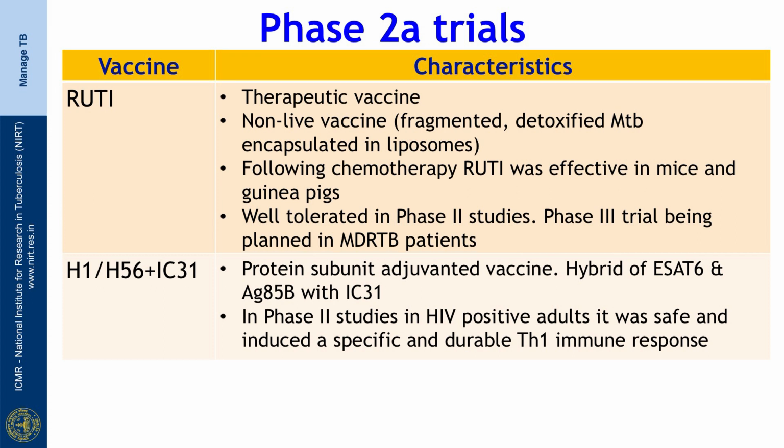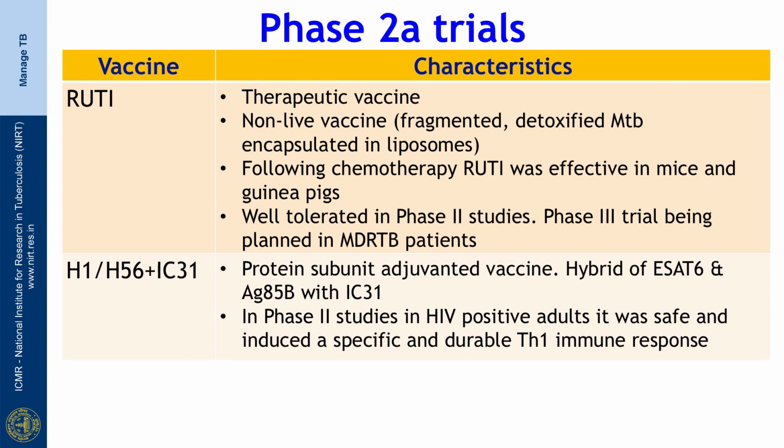The RUTI is a therapeutic vaccine. It is a non-live vaccine using fragmented detoxified MTB encapsulated in liposomes. Following chemotherapy, RUTI was effective in mice and guinea pigs. It is well tolerated in phase 2 studies. Phase 3 trials are being planned in MDR-TB patients.